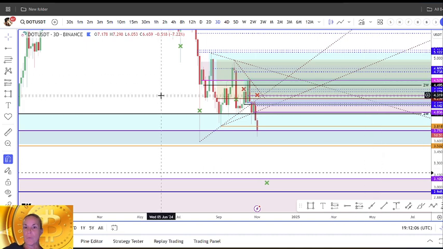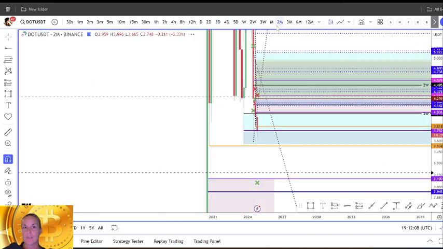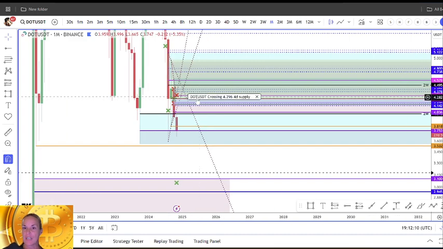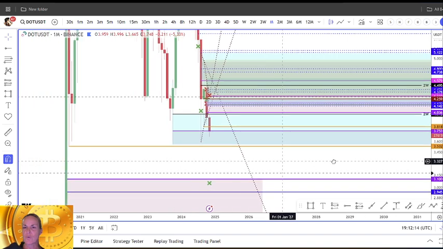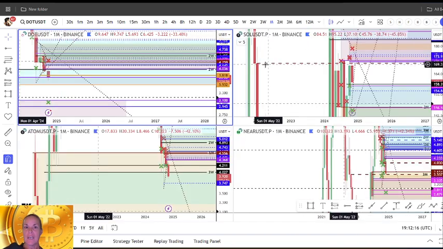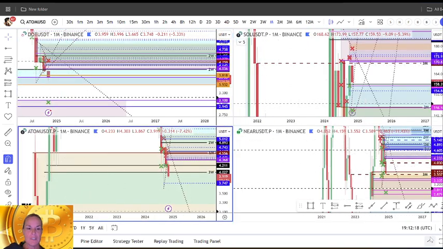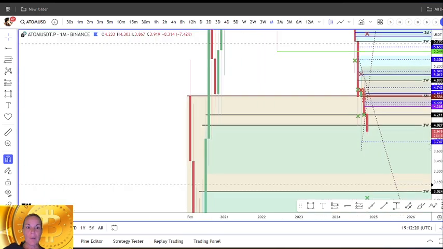But yeah, bias would be more to the short side still, and with the new monthly supply, I would potentially bring that next entry down. So looking for shorts in that monthly supply there. If it gets a retest, I'll do Sol last because that's the only one that's slightly different.